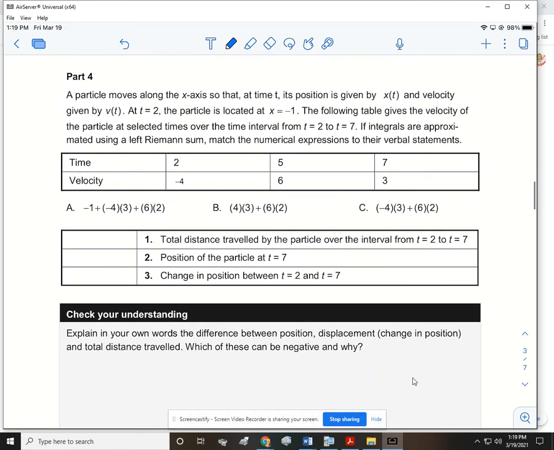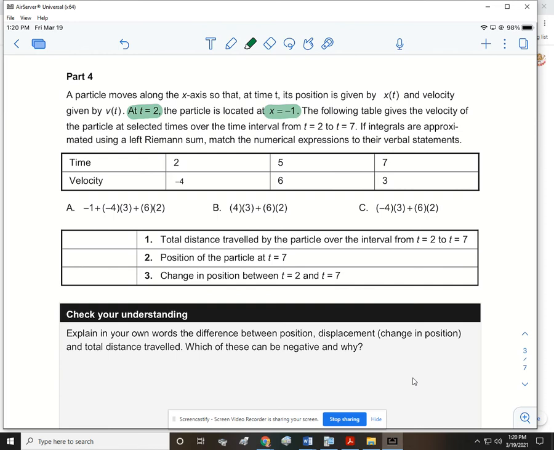All right, and then part 4. So this time, still the particle's moving on the x-axis. All that is the same. At time t equals 2, the particle is at -1. The following table gives the velocity of a particle at selected times over that same interval we've been talking about.